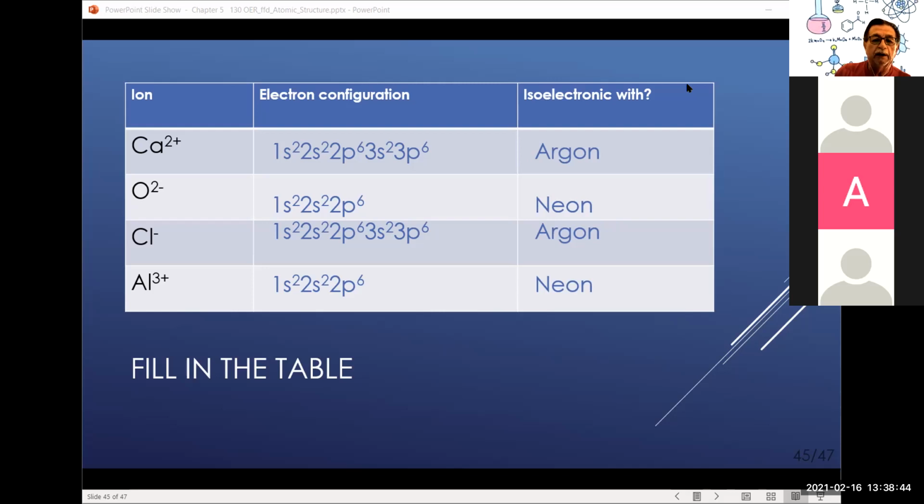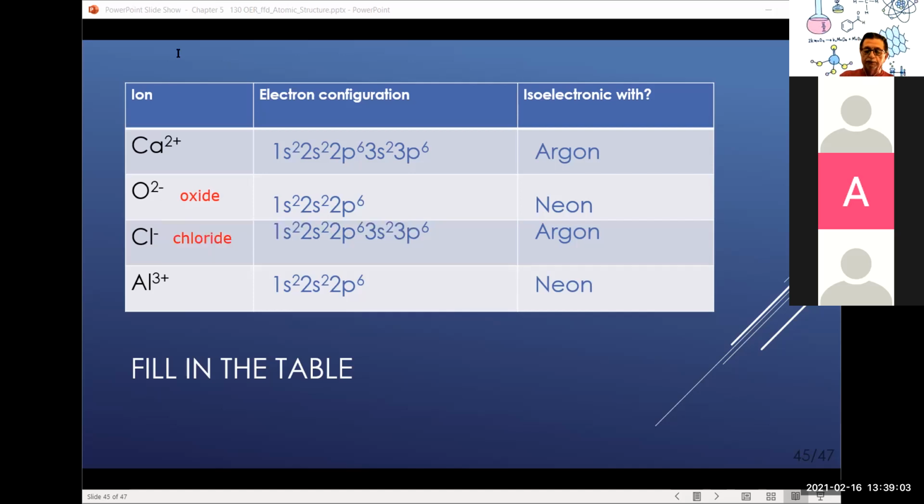Now, I can't overemphasize the naming here. This now is oxide. It's not oxygen, it's oxide. This one here is chloride, not chlorine.